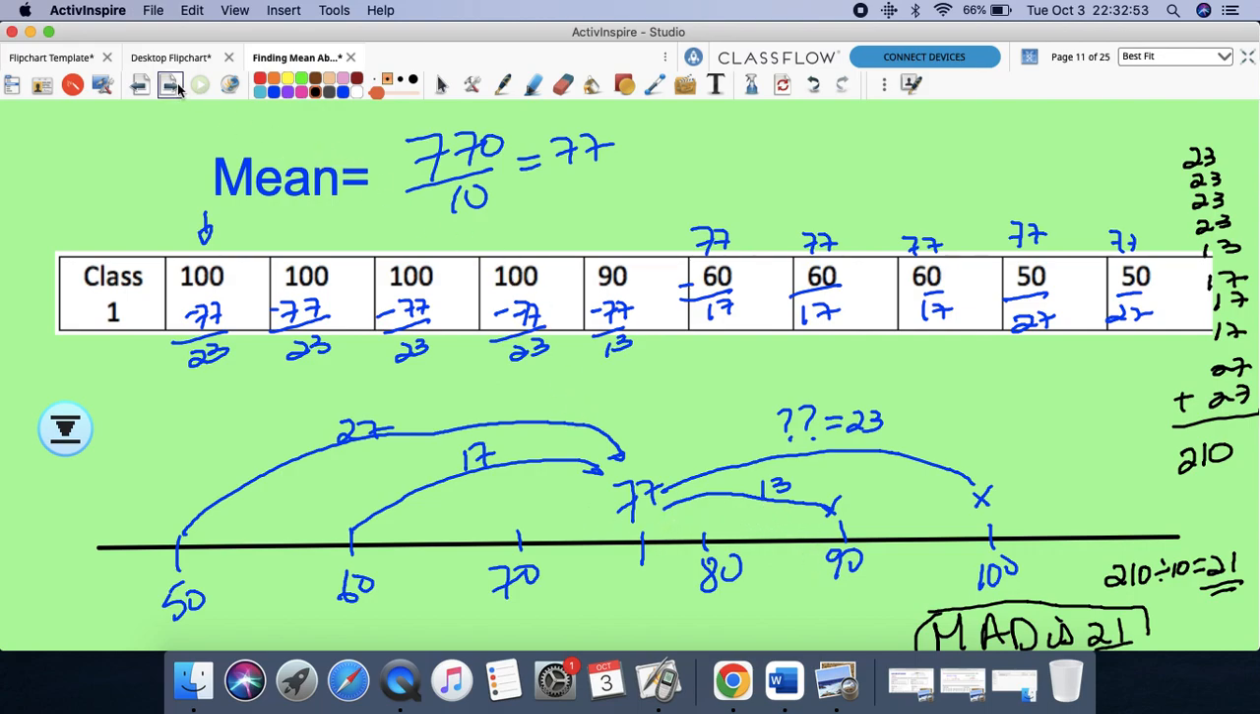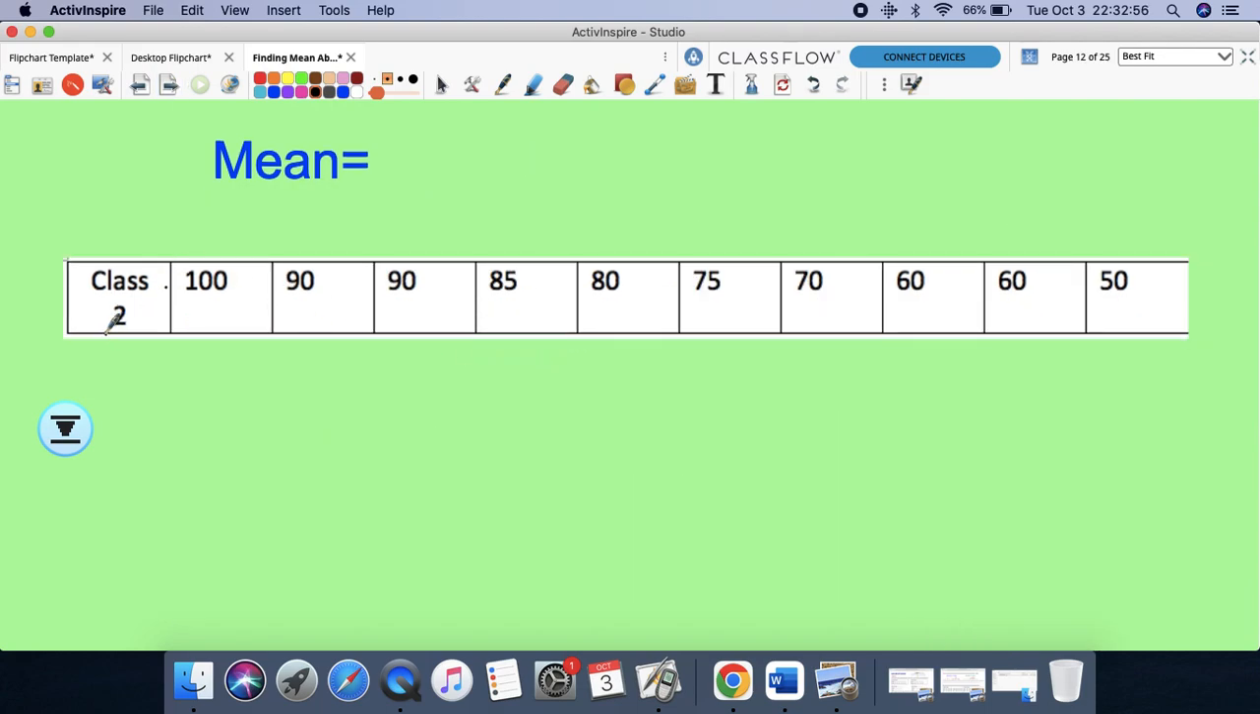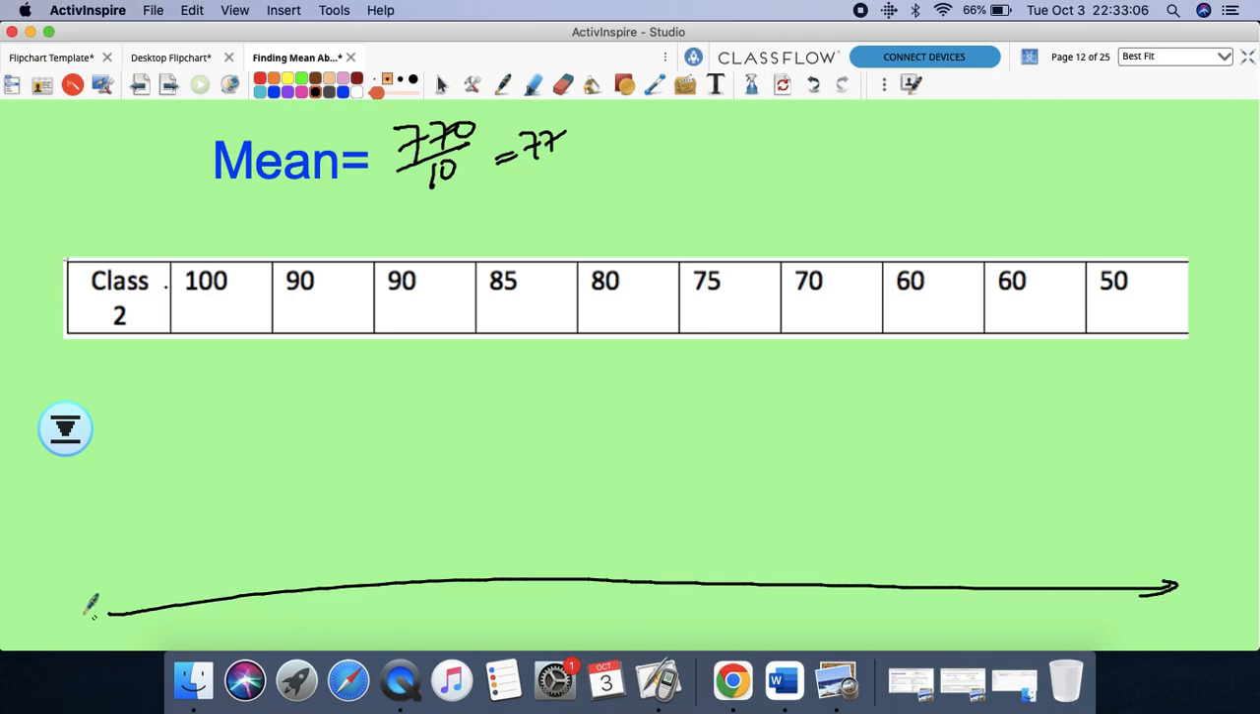Let's do the second one. So for class 2, this is class 2. Remember the mean was 770 again. We divide by 10 and we get 77. So let's draw that again. So here is 50, 60, 70, 80, 90, 100. Yes? And we have 77, which I'll put over here. Right? 77, the mean.